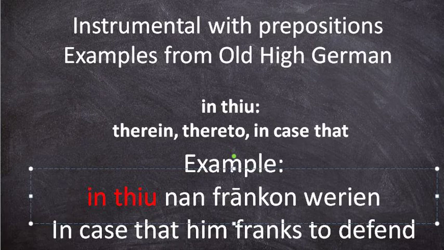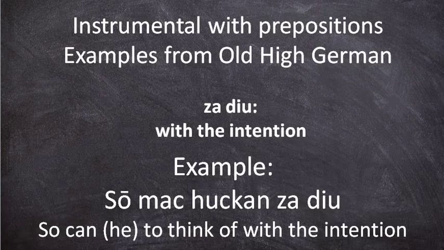Yeah, let's move on. Here's another preposition, and it's "sa diu," and this means with the intention, or literally you could translate this as to that, but meaning with the intention. So we have our sentence fragment here: "mak hukkan tsa diu." The translation I did is: can, well, the personal pronoun is omitted here, so can he to think of with the intention.